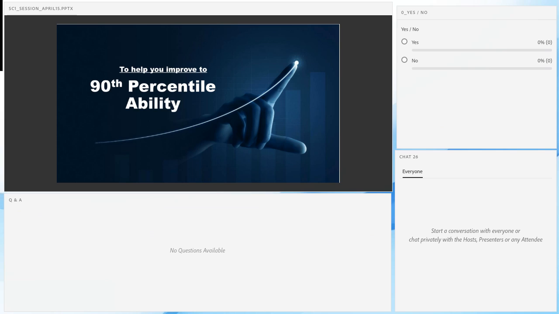How is it that you can build your skills in sentence correction to attain that 90th percentile ability so that you can get to your target score.